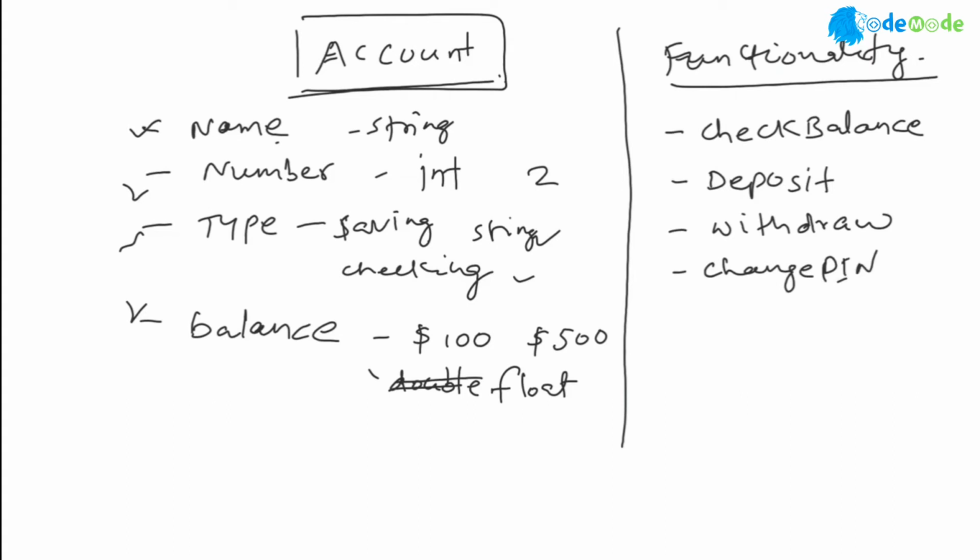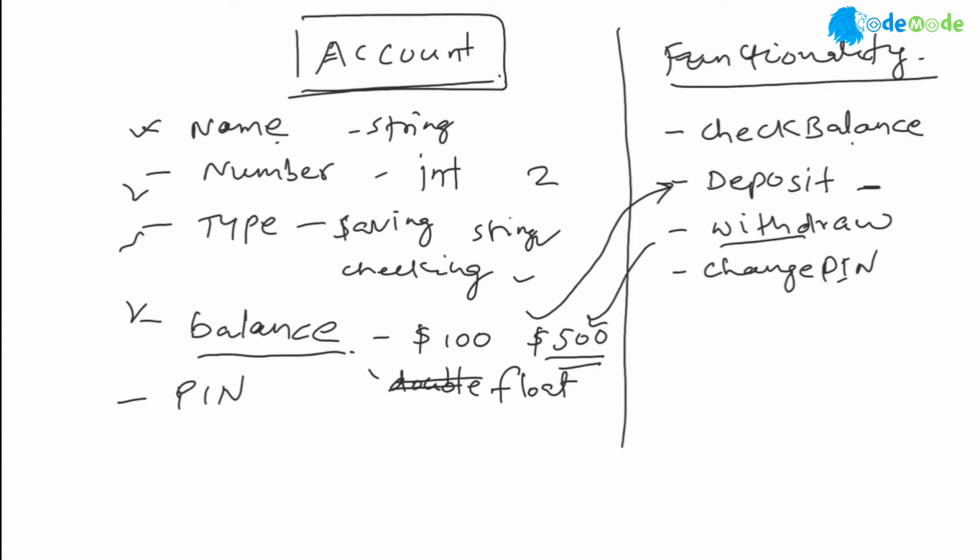Change pin, because each account also has a pin, right? Suppose these are 4 features. If you notice, when you do check balance, what does it do? It goes and reads this value and returns it. It's a function that all it does is read and show you. When you withdraw money, what does it do? It goes and reduces the money here. The value from 500, if you withdraw $100, will become $400. This functionality changes the balance here.